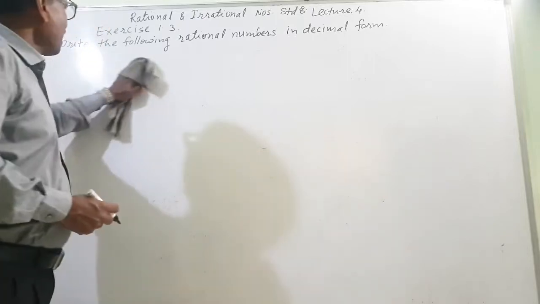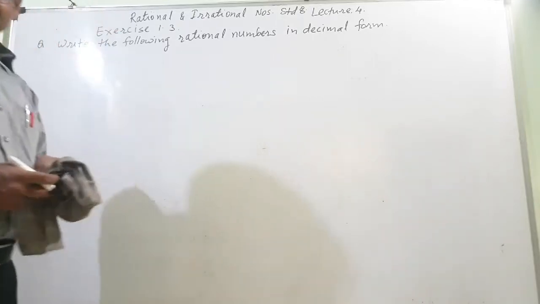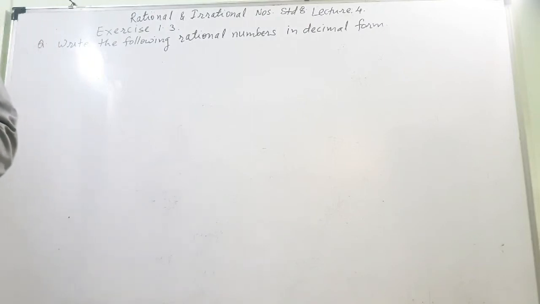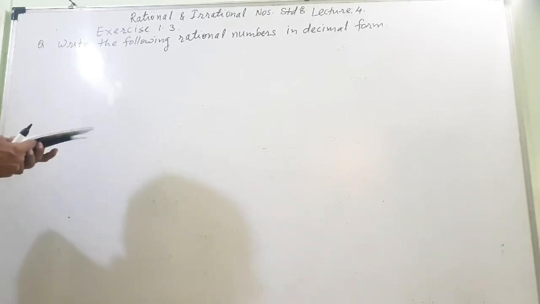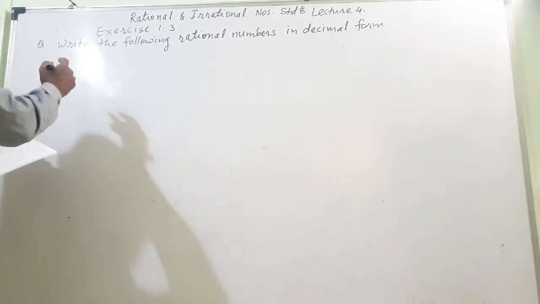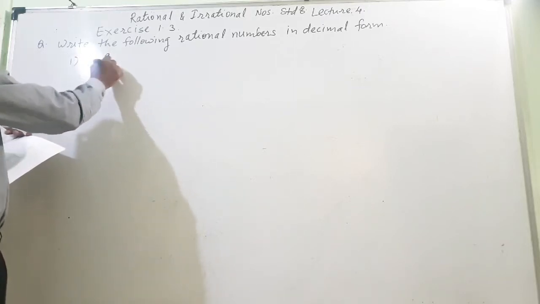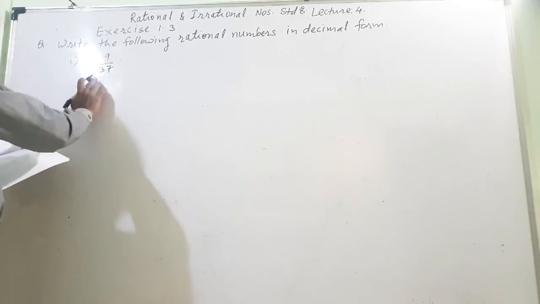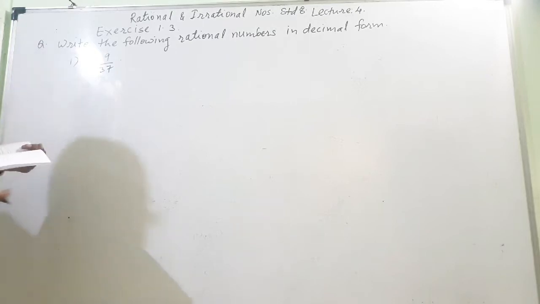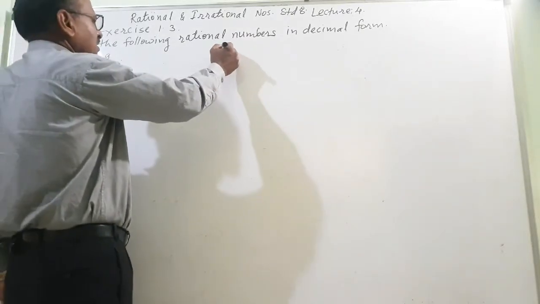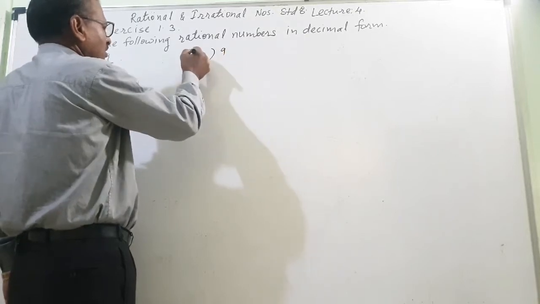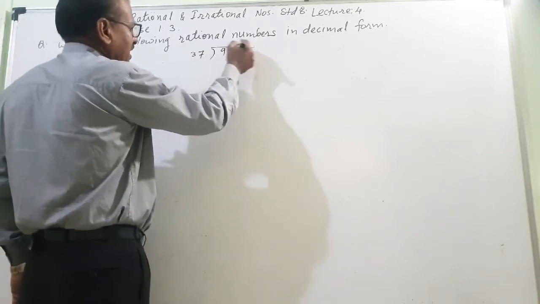So, I don't know whether the examples given are rational or irrational. Whether the decimal is recurring or not recurring, that we don't know. We will see it. The first one is 9 upon 37. I have to write 9 upon 37 in the decimal form. So I will write like this: 9 upon 37, this way. Means 9 divided by 37.